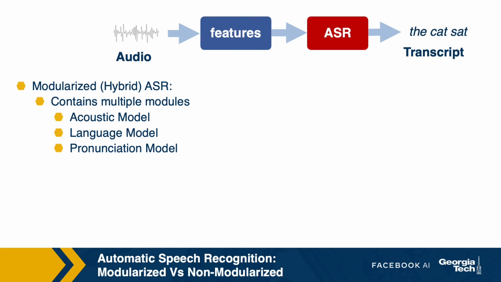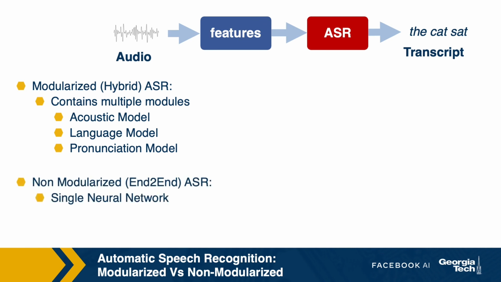Now let's say we have the log MEL features, then what are the different ways to build an automatic speech recognition system? So there are two main paradigms to build an ASR system. First is modularized ASR system, where we would have multiple different components such as acoustic model, language model, and pronunciation model. And then we would combine these components together to get a final ASR system. And then there is a non-modularized or end-to-end ASR system where we would have just a single neural network to do the task of ASR or automatic speech recognition.